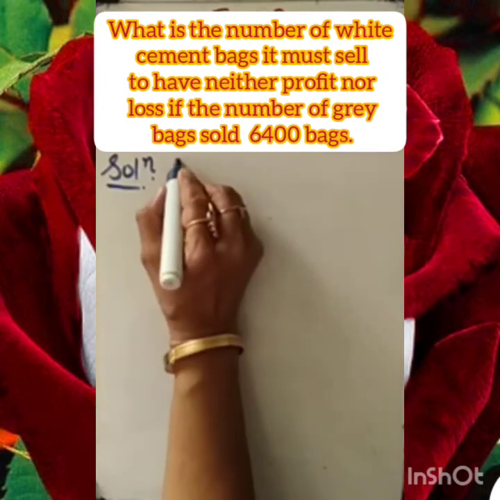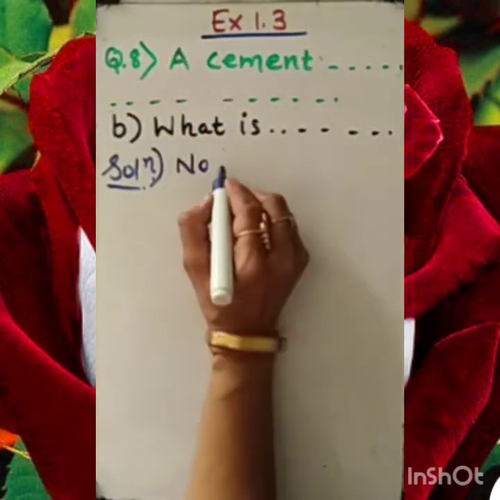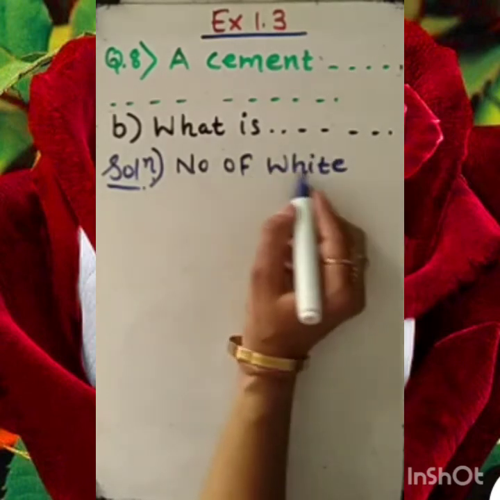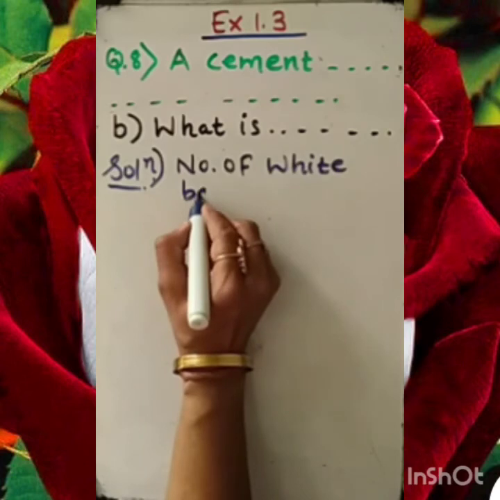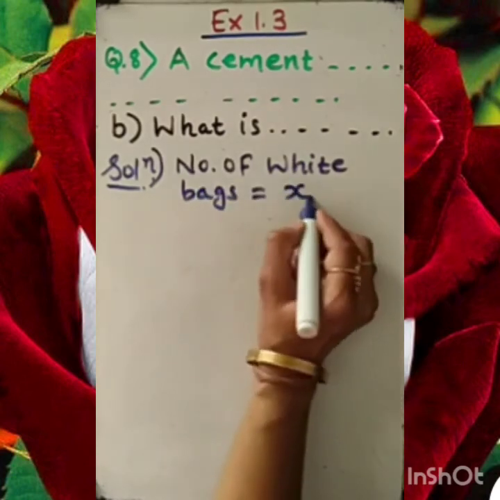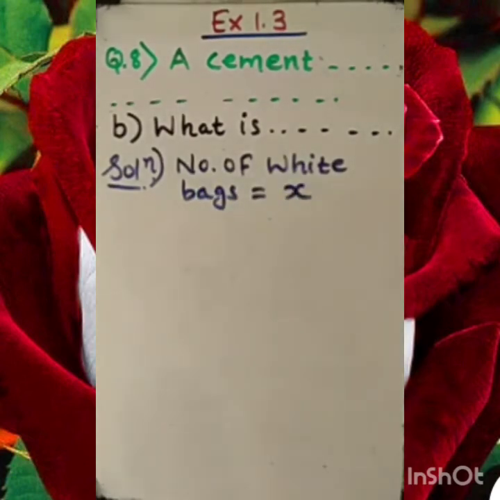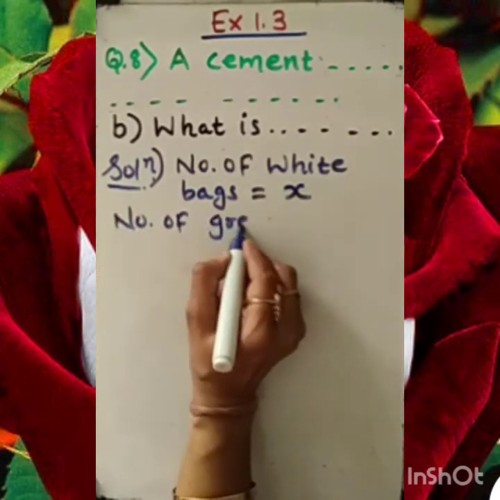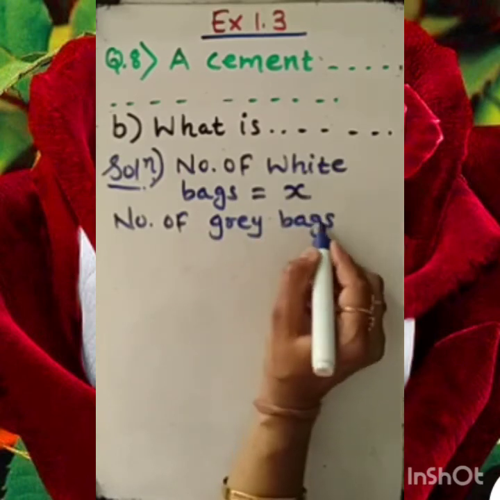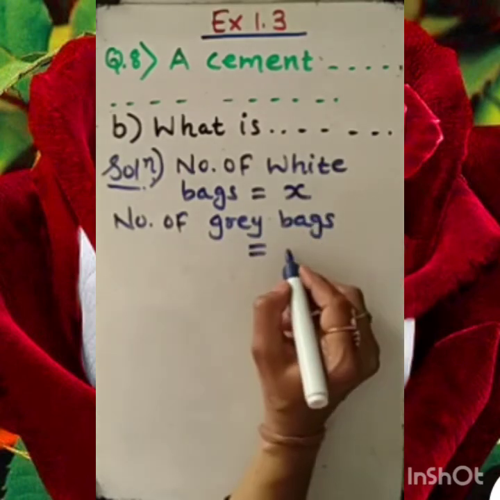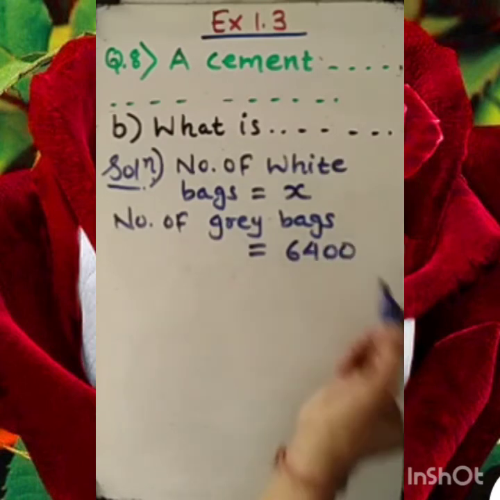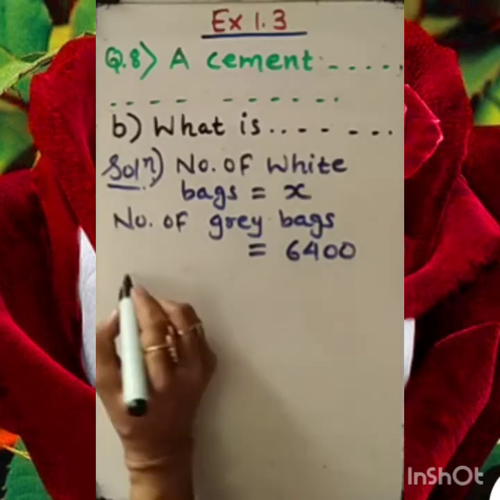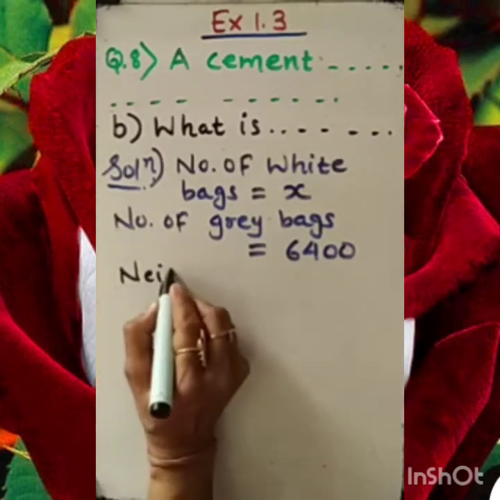So first, for this question, let the number of white bags be x. We are calculating x. Now, the number of grey bags we need to work out is 6,400. Fine. Now, neither profit nor loss. This is a very important line given in the question.